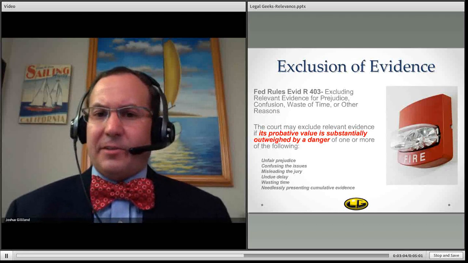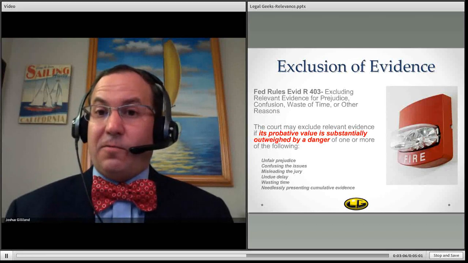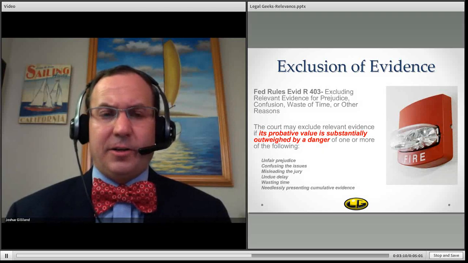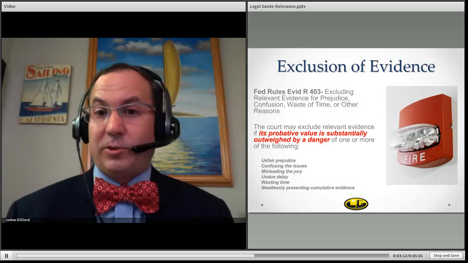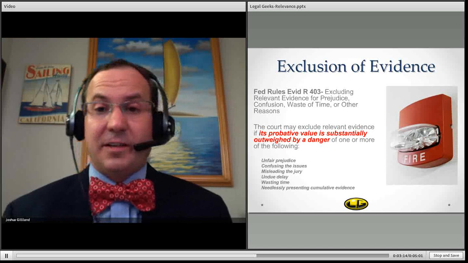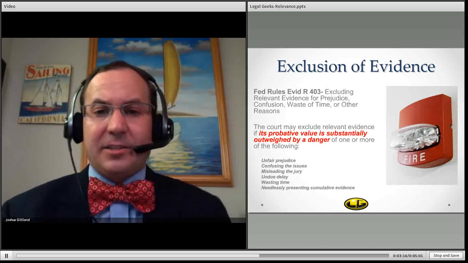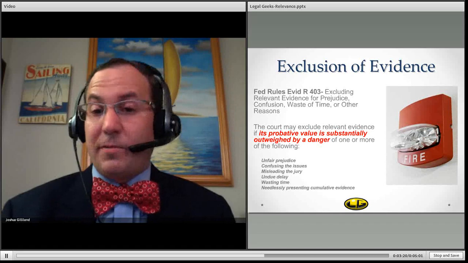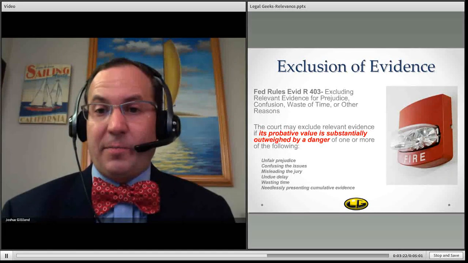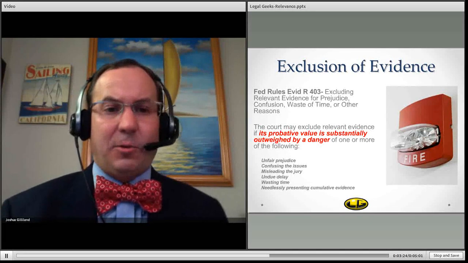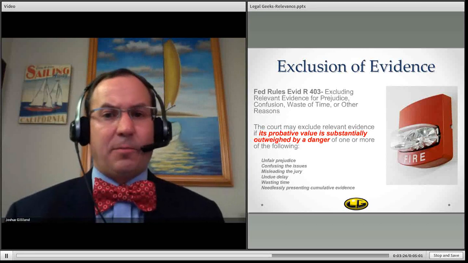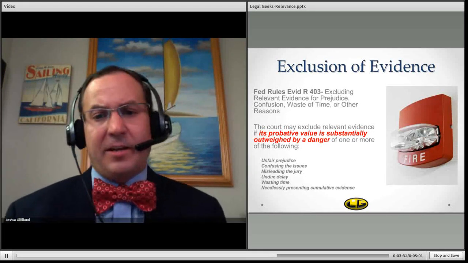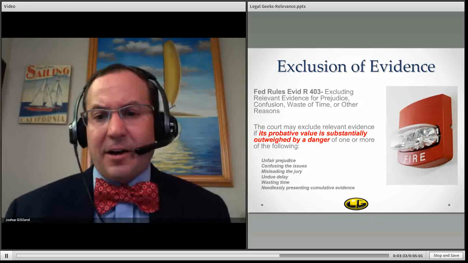Exclusion of evidence. Now, under the Federal Rules of Evidence, Rule 403, we have this rule that can exclude evidence that's prejudicial, confusing, a waste of time. And the test is the court may exclude relevant evidence if its probative value is substantially outweighed by a danger of any of the following factors. And that could be unfair prejudice, confusion of the issues, misleading the jury, undue delay, or a waste of time.